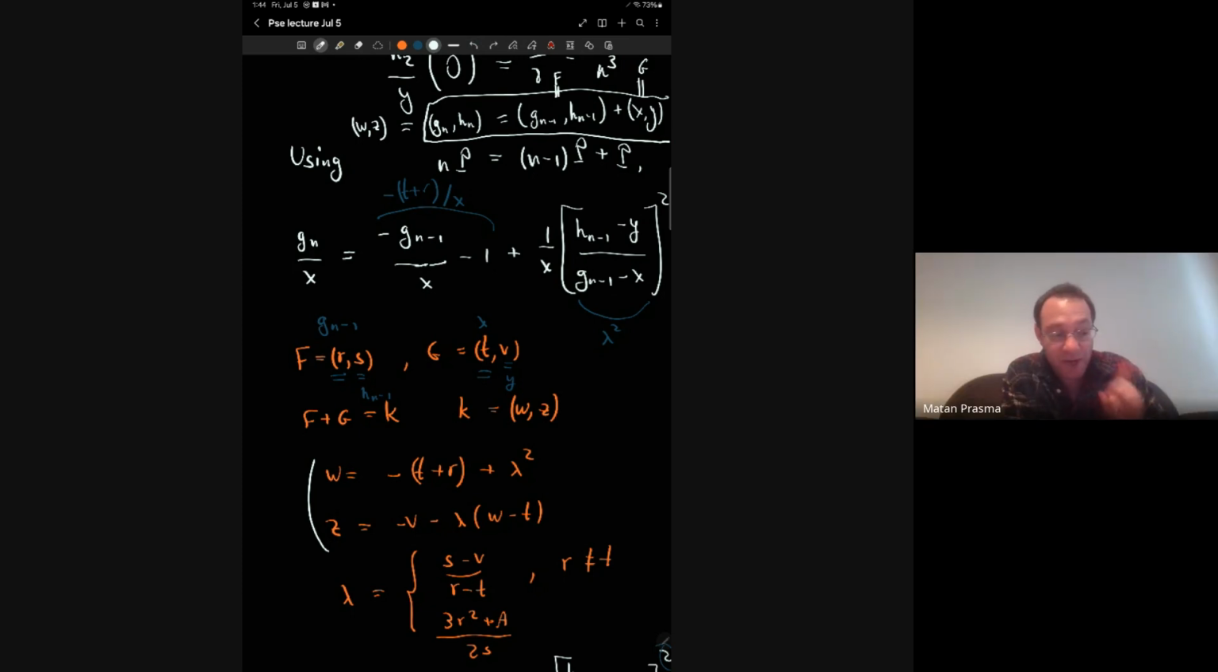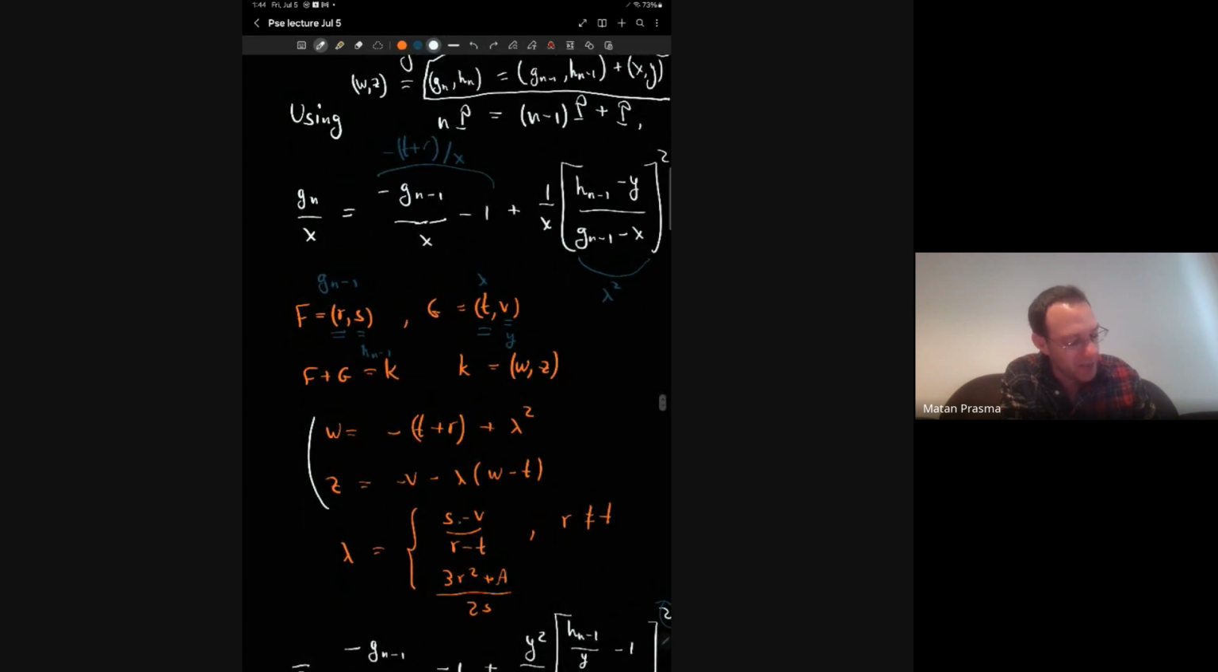Now, there is a subtle point, actually. How do I know that the lambda is S minus V divided by R minus T and not the other thing? The reason is that we had a proposition last time that gn minus x is not identically 0. So gn, which is R, is different as a rational function than T.